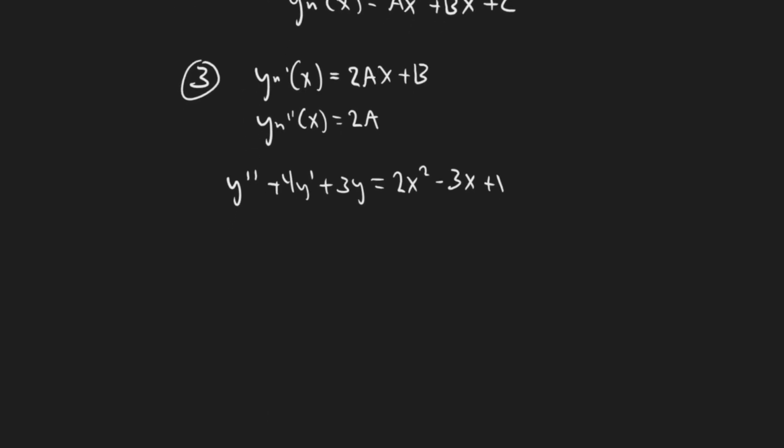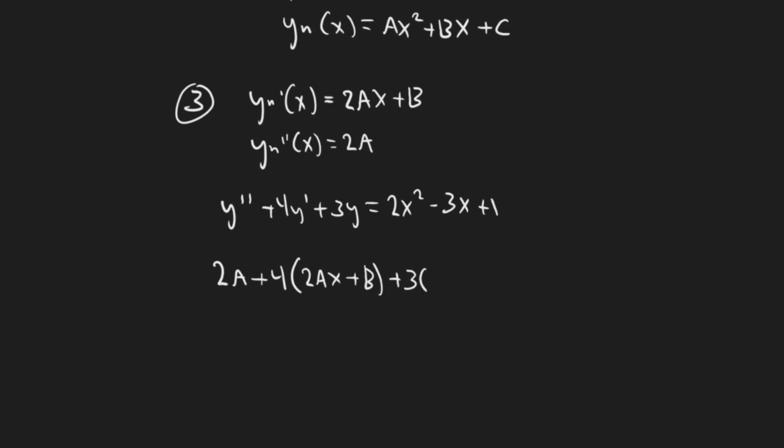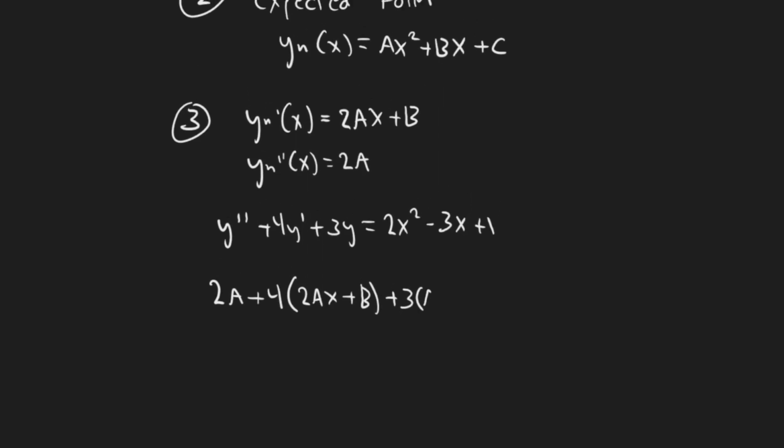But now we get to plug in what we have written for y. So y double prime we said was 2a, and this is going to be plus 4 times y prime. Well, we said y prime is 2ax plus b, and then plus 3 times y, and y is just the direct guessed solution, which is going to be right up here, ax squared plus bx plus c, just like that. And then this is still going to be equal to 2x squared minus 3x plus 1.